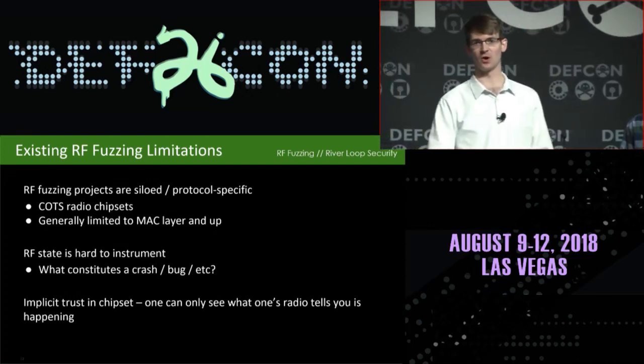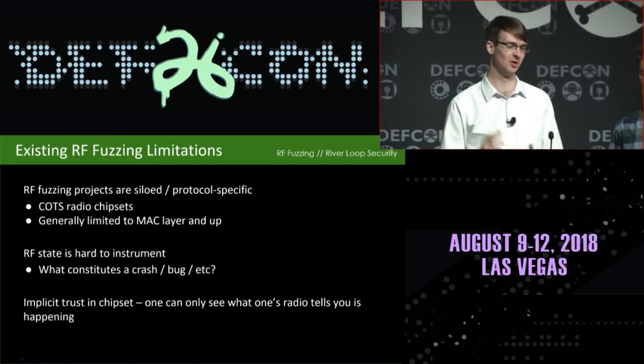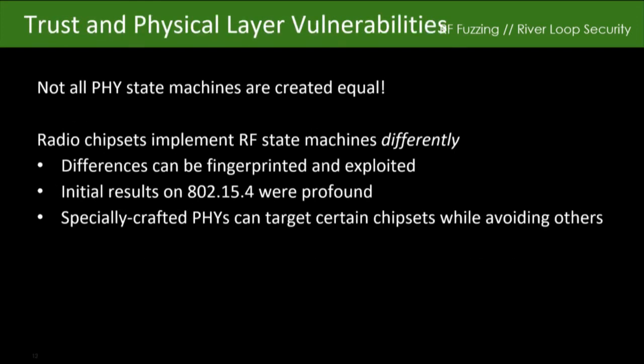Additionally, as with hardware, RF state is pretty challenging to instrument. It's really hard to measure what constitutes a crash or some sort of weird behavior in an RF protocol, whether it's a traditional layer 2 approach or if you're trying to identify behavior on the PHY. Additionally, if we're using a COTS radio chipset, we're forced to trust what it's giving us. We don't have a lot of visibility into the execution of what's actually happening on the PHY chip. So that's part of what we're trying to expose with this research.